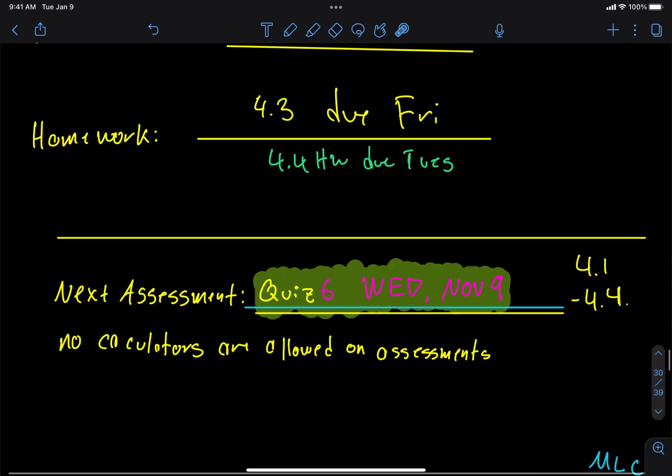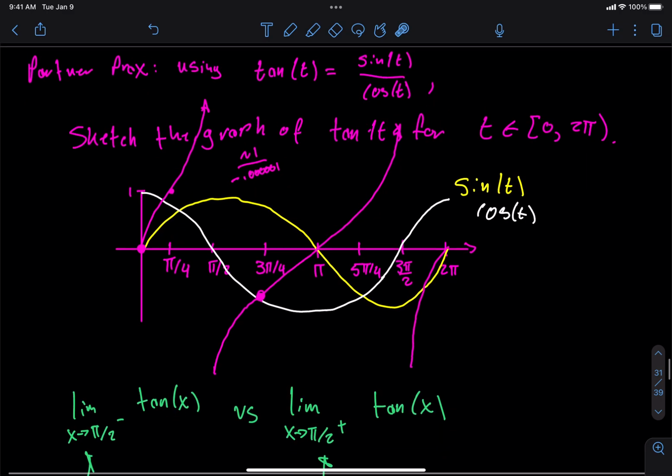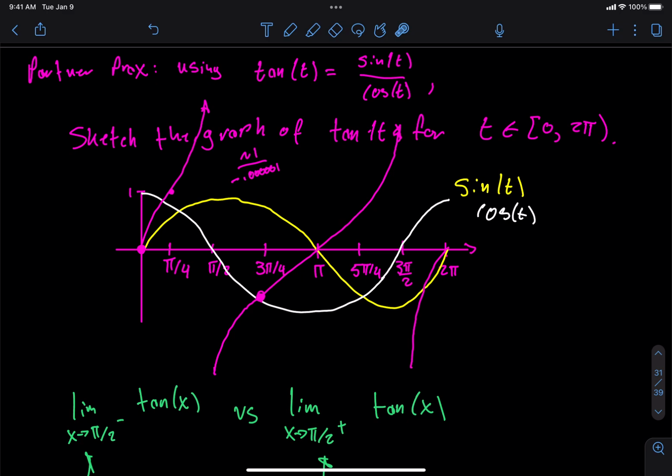Okay. Any questions on the graph of the tangent function?